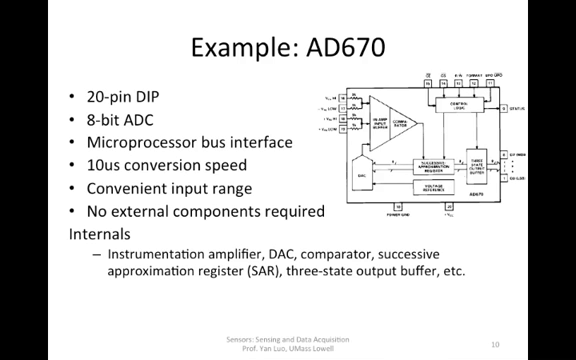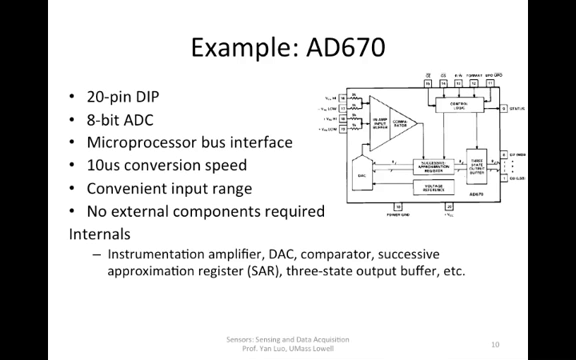Now let's look at a real ADC chip. This is a chip from Analog Devices. It's called AD670. It's a very popular ADC chip. I want to point out that we are not going to use this chip in our labs because the PIC we use has an on-chip ADC unit. But I want to use this chip as an example to show you what are the things we need to consider if we want to use such a chip as a part of our system.